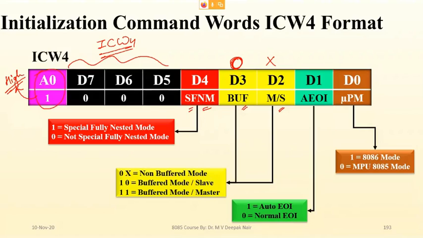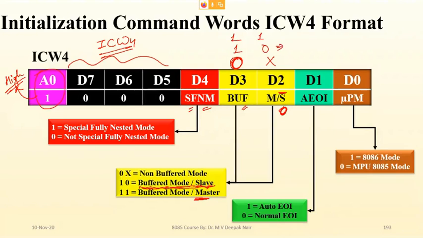Second, if this particular bit is 1 and the second bit D2 is 0, then it is buffered slave or master mode. Buffered mode will be there, and in that you will be using the device in slave mode. We discussed that if this bit is 0, then it is slave. If it is 1, we are using it as master mode. But remember, if it is 1, then buffered master. This is 1 0, or it can be 1 1.